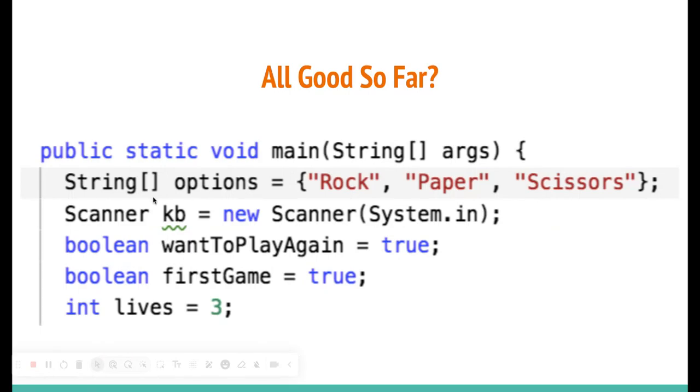So this is what you should have. First, the string array options, and this is a funky format. Basically, instead of specifying just the length and then later adding every single element individually, it's just listing all of the elements in the string array automatically. So this is a shorter way to assign all of the values in a string array. Next, we're initializing a scanner, and then we're creating the booleans and the int.